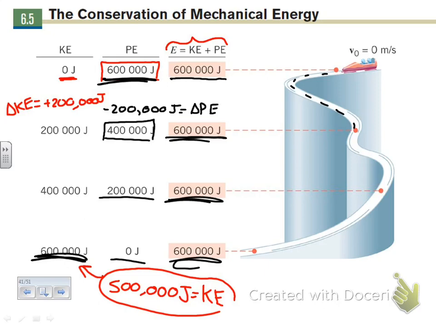So this is how to tell if there's a non-conservative force acting on a system: if the total mechanical energy at the end isn't equal to the total mechanical energy at the beginning.